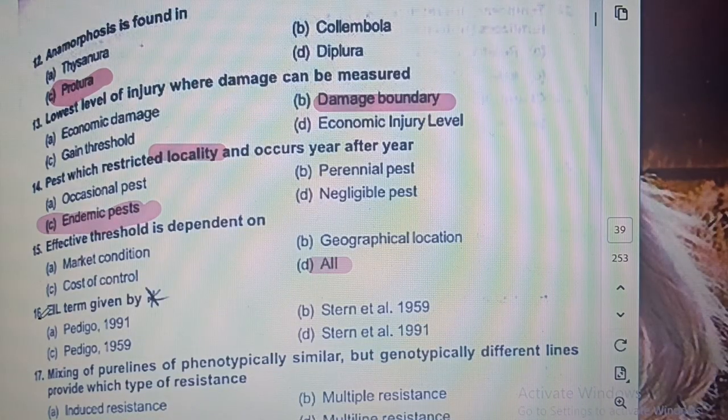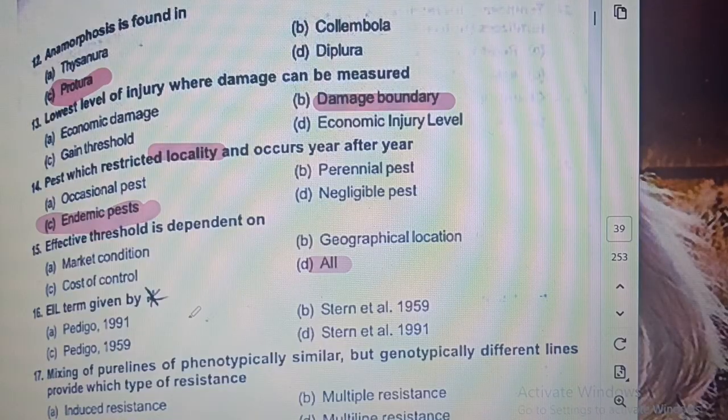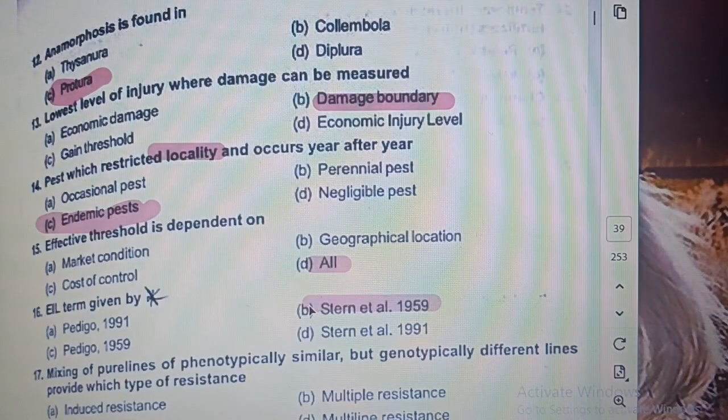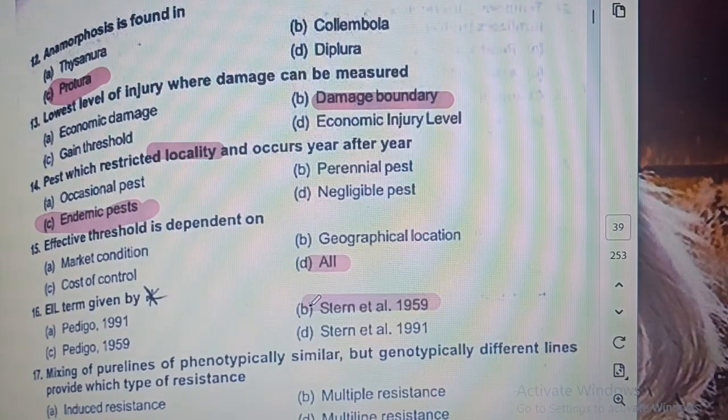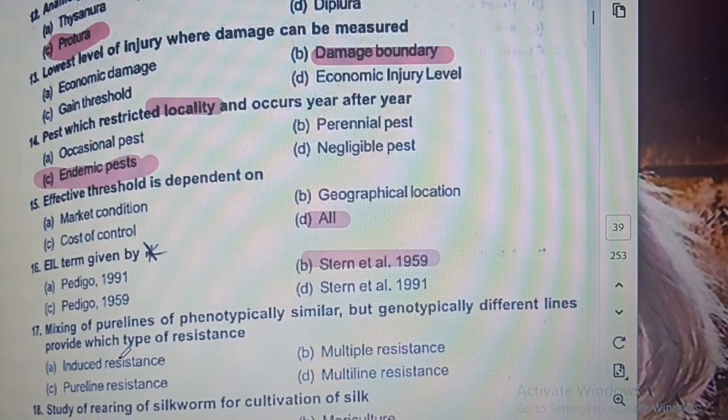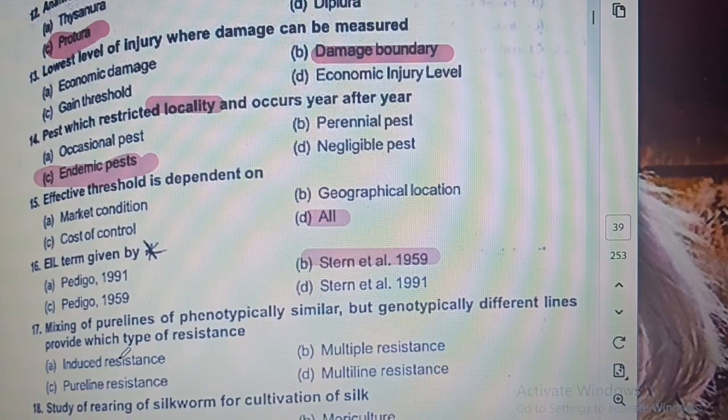Then EIL means economic injury level. The term was given by Stone et al. 1959. The second question they can ask from here: the EIL term was given by whom? It is given by Pedigo and Hutchins in 1959. Next question is: mixing of pure lines of phenotypically similar but genotypically different lines provides which type of resistance? Phenotypically similar means they are pure lines, but we are mixing several pure lines, so these are known as multilines.